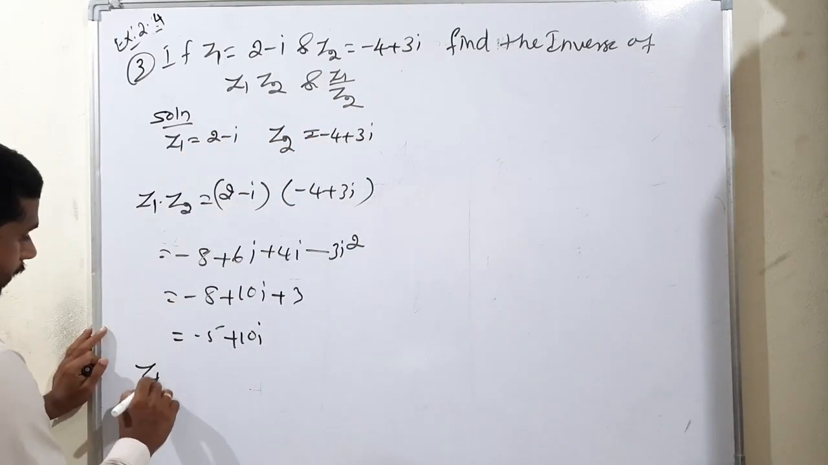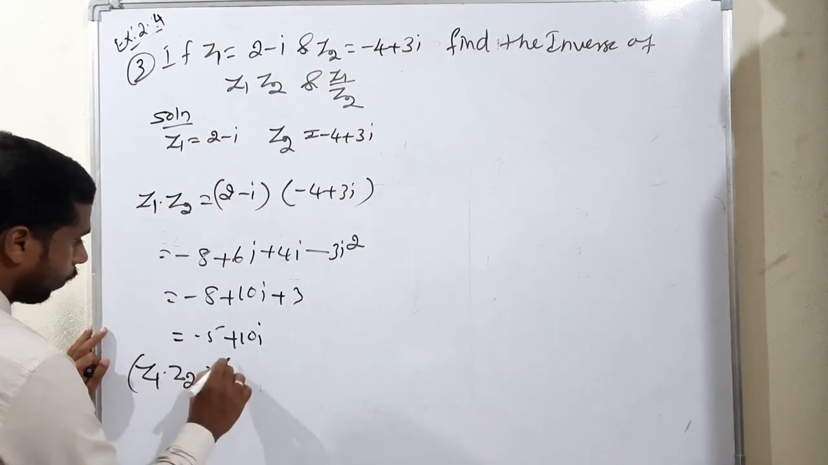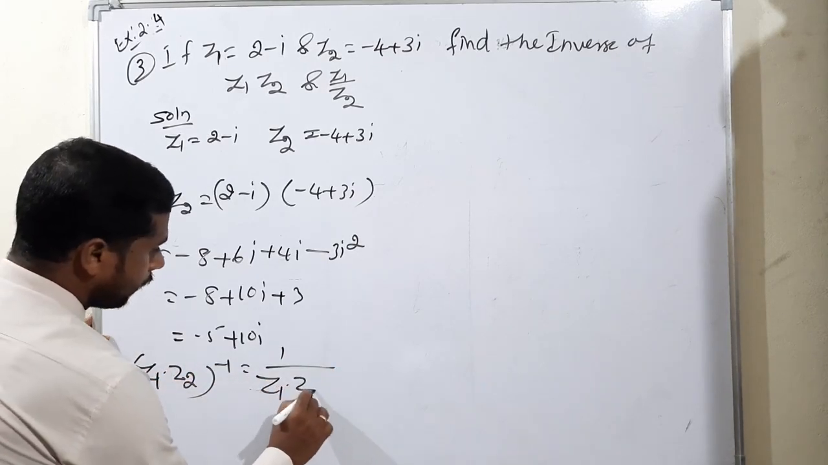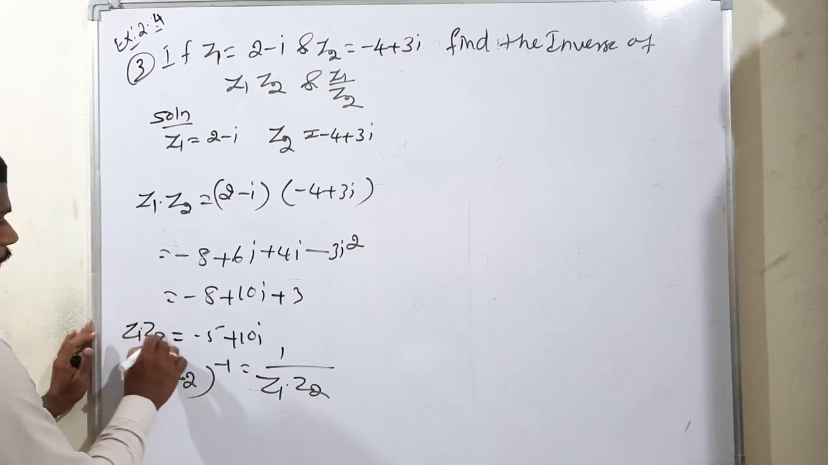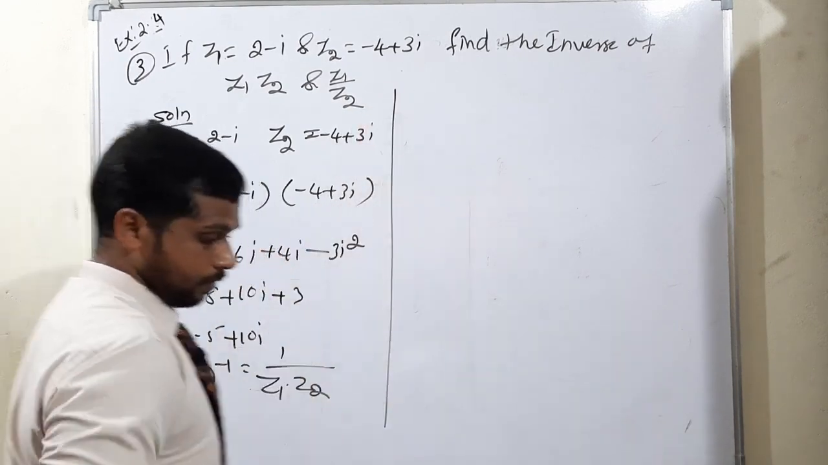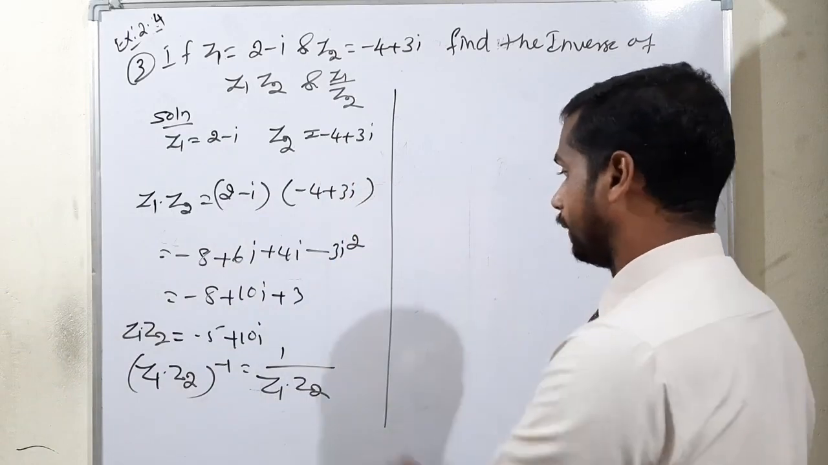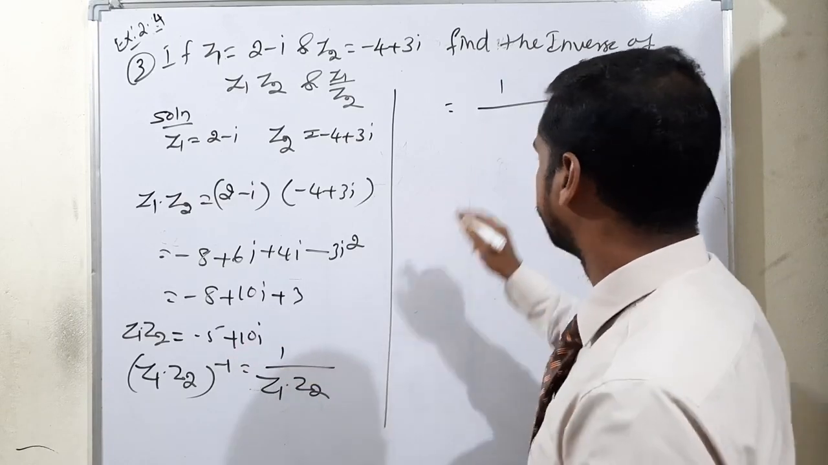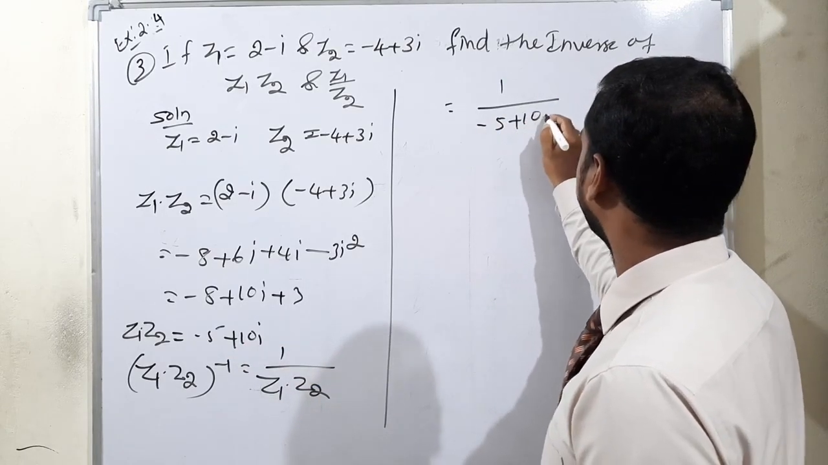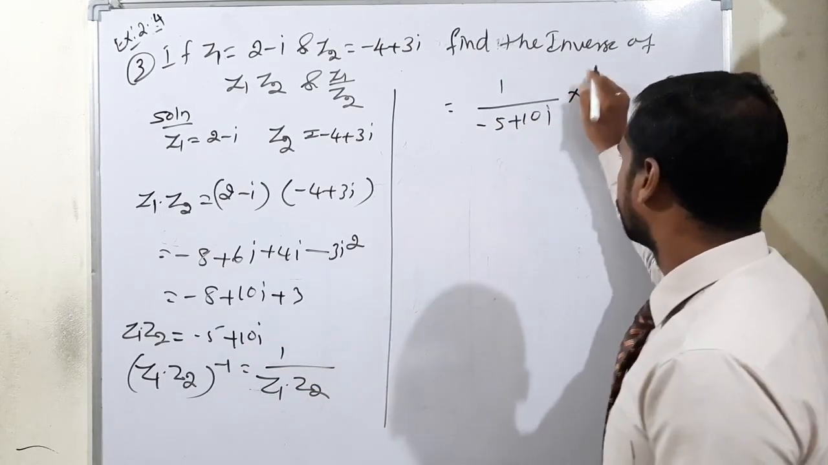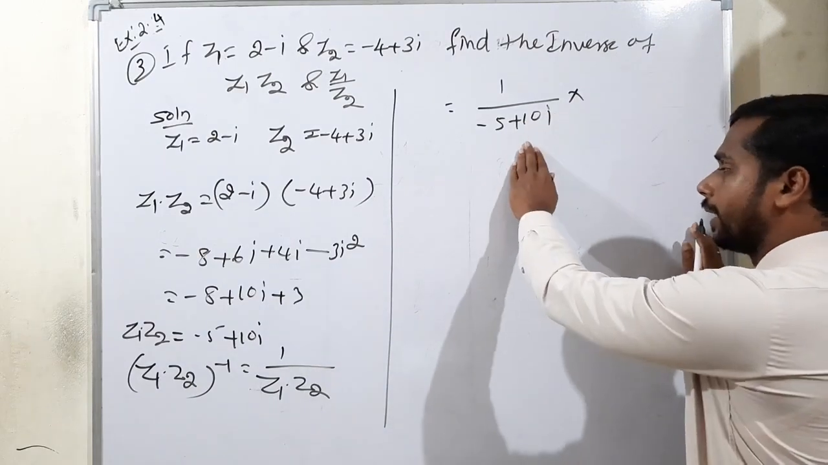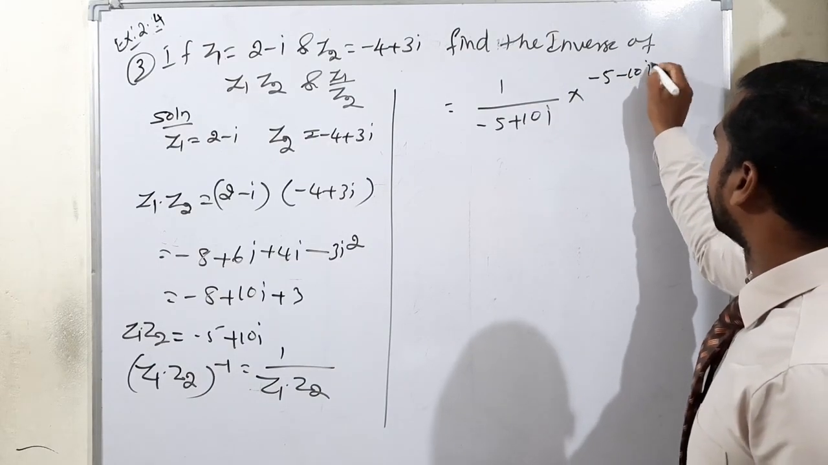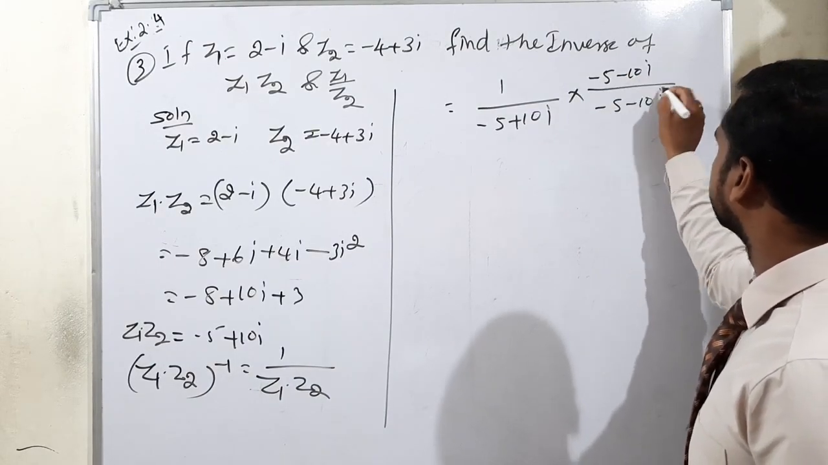So the inverse of Z1 into Z2, the whole inverse, is equal to 1 by Z1 Z2. We already know the answer for Z1 into Z2. So the inverse is equal to 1 by, what is the value? Minus 5 plus 10i. This is not in standard form, so we have to multiply both numerator and denominator by the conjugate. Conjugate means minus 5 minus 10i divided by minus 5 minus 10i.